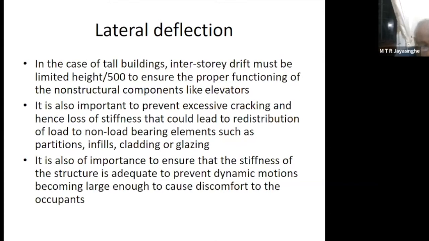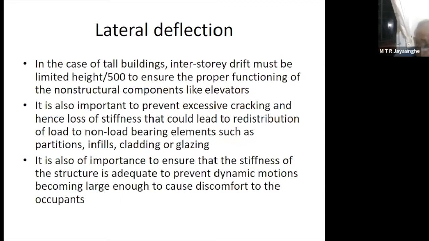So you have to always check interstory drift. That means the drift between two consecutive floors must be checked in addition to the overall deflection of the building. The reason is in most of the buildings, I showed you earlier in one of the lectures, the shear walls behave in cantilever mode. The frames can behave in the shear mode. So because of that, the cantilever mode dominates at the lower part of the building and the shear mode dominates in the upper part of the building.